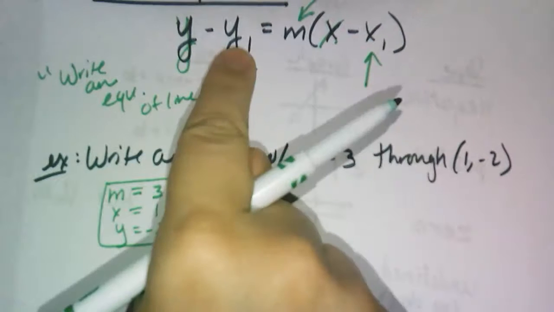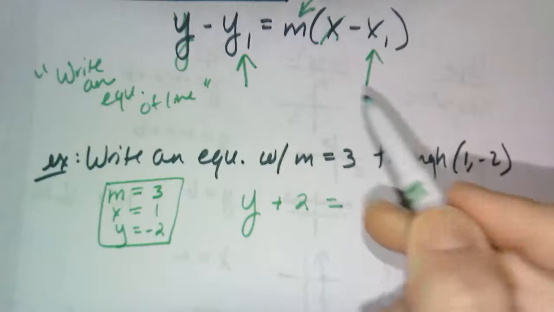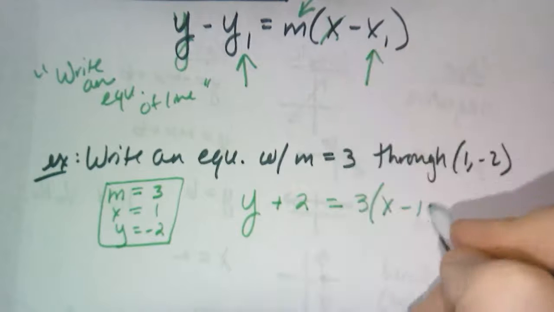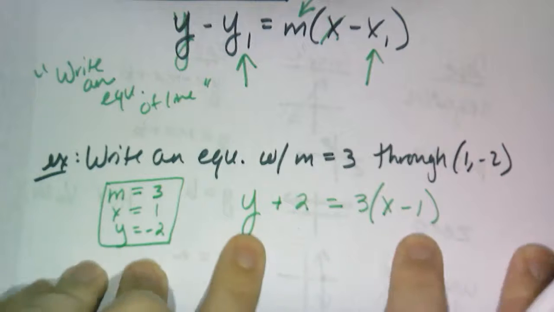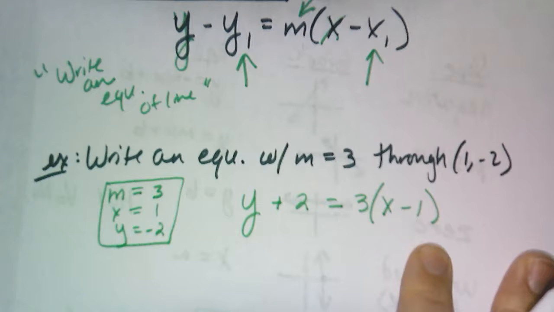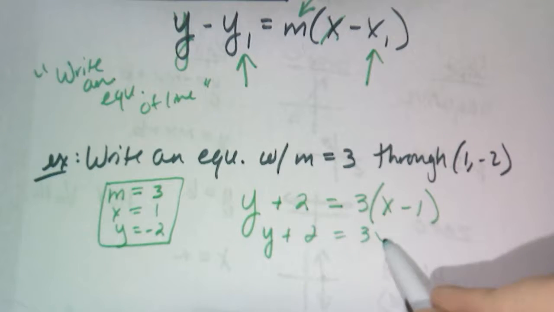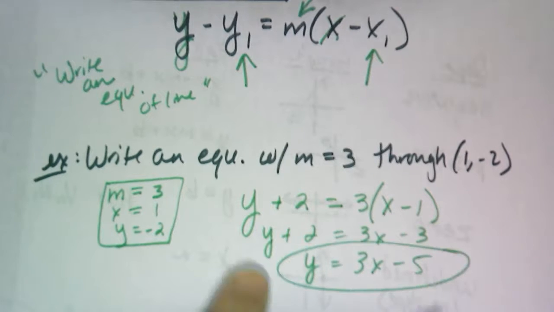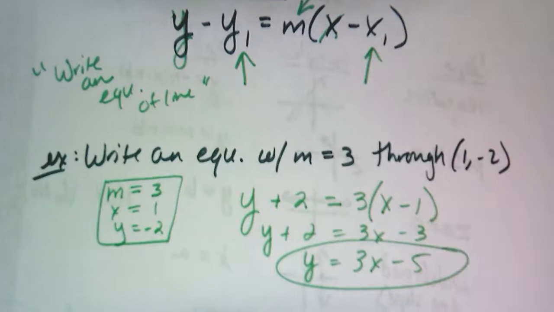The first y remains y. But the second y is the one you're plugging in. So y minus -2, which is y plus 2, okay? Equals 3, which is m. x remains x, but that becomes minus 1. I want you to write it always in slope-intercept form. So once you get to here, I want you to solve for y, always, because that's usually in our brain how we can figure out what it looks like. So y plus 2 equals 3x minus 3, y equals 3x minus 5, is that right? Yes. Okay. So there's your equation that has a slope of 3, and it actually goes through this point 1, negative 2. Easy, right?